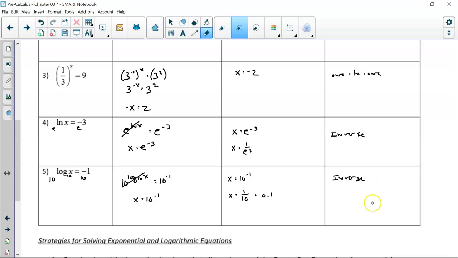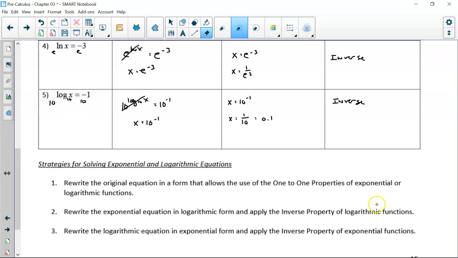Obviously, they're going to be a little bit more complicated in some ways, but it's still going to be the same idea. I added some strategies here. Think about rewriting to use the one-to-one property, or using inverses. Remember, the inverse of exponential is logarithmic. Inverse of logarithmic is exponential. Inverse of e is natural log. The inverse of natural log is e. So this first page is basically a reference.